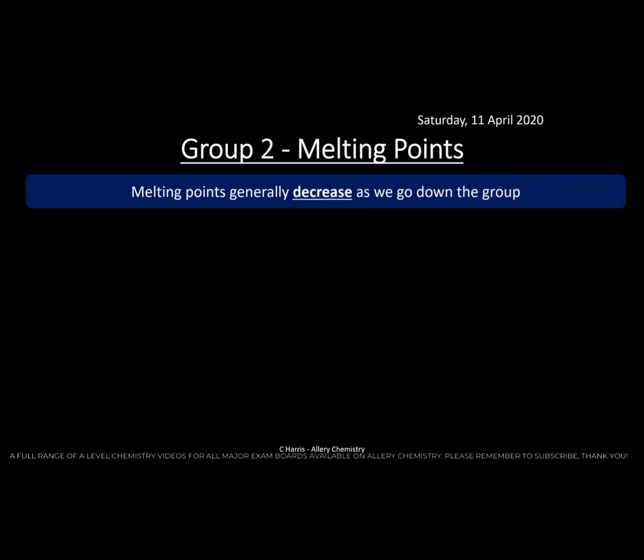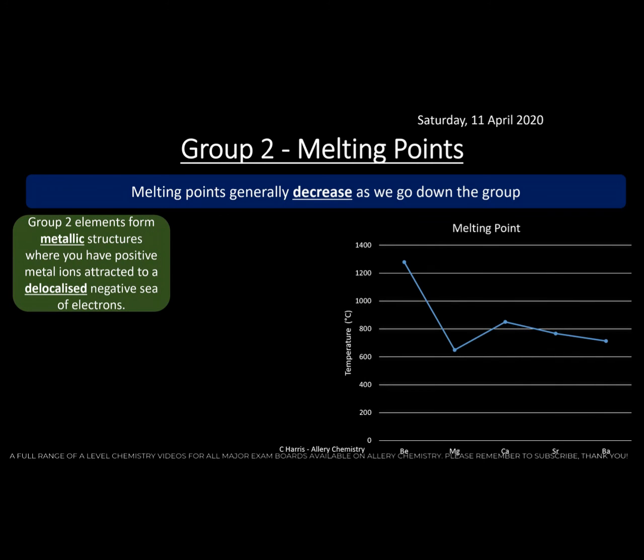Okay, so melting points for group 2. Melting points generally decrease as we go down the group. So group 2 elements form metallic structures, and you would have seen that in video 2, which is on bonding. They form metallic structures, and so what that means is you have your positive metal ions and a delocalized sea of electrons, and that attractive force between the positive metal ions and the delocalized sea provides the metallic bond. But if you look at video 2, that's got a lot more information on metallic bonding in there.